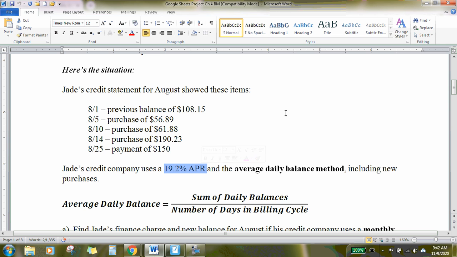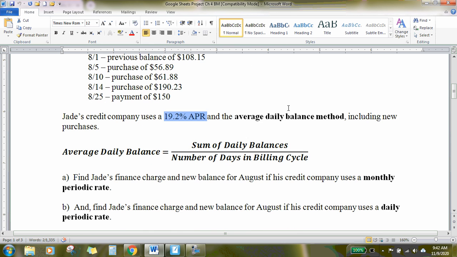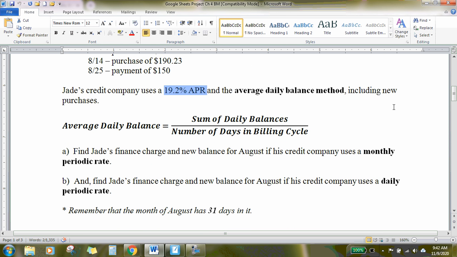So that's the percentage rate. So we're going to have to take that and divide it by 12 to find the monthly rate. And then we're going to have to divide it by 365 to find the daily rate. Okay, so that's what it says down here in Part A and Part B. It says, assume the company uses a monthly periodic rate, and then also assume that it uses a daily periodic rate. So that's what we're going to use the 19.2% for.